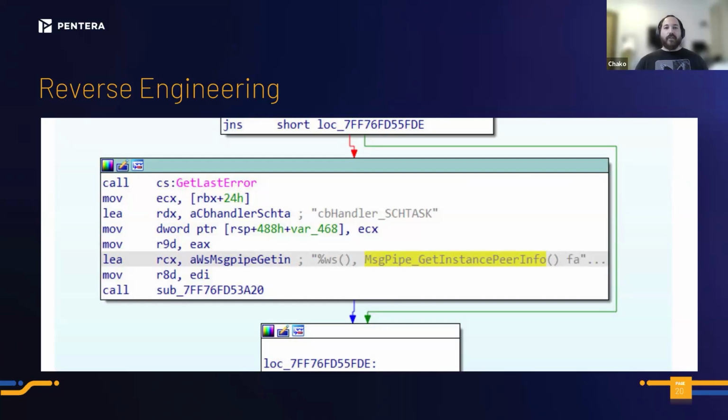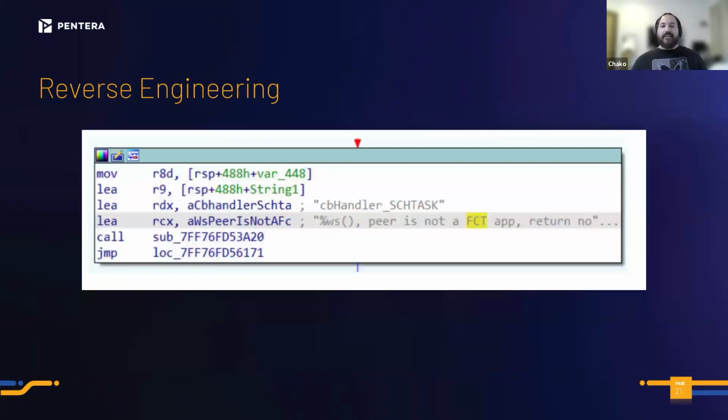What I noticed when I went on and found the place where they handled the pipe messages was that they first checked the peer info. They used the get instance peer info function. And this function basically checks the other side of the pipe. It checks who is on the other side of the pipe that sends me messages. And it's not only that, but then it filters out the peers that are not FCT app, FCT FortiClient.